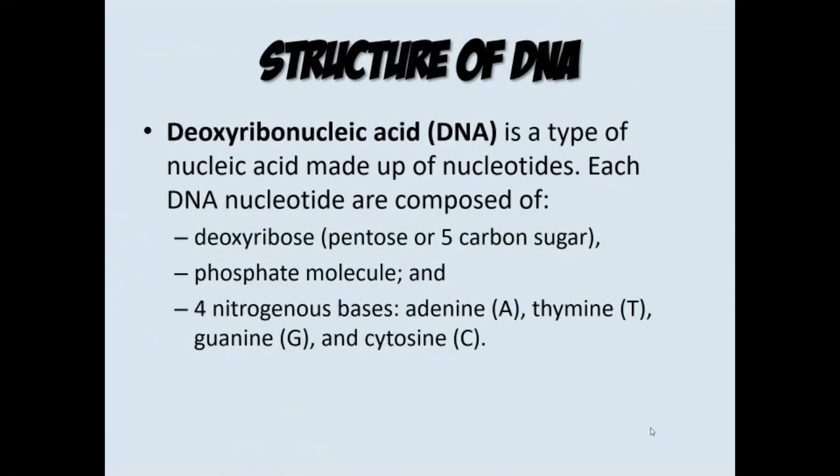Malalaman natin later on. And then sa DNA or deoxyribonucleic acid is a type of nucleic acid made up of nucleotides. And then it is composed of deoxyribose, which is a pentose sugar or 5-carbon sugar, then phosphate molecule, and then 4 nitrogenous bases. They are the adenine, starts with the letter A, thymine starts with the letter T, guanine starts with the letter G, and then cytosine starts with the letter C.